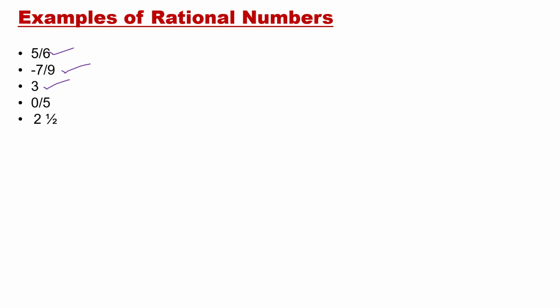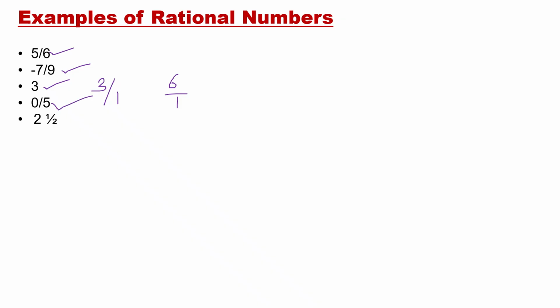What about 3? Here 3 is a whole number. Every whole number is a rational number because it can be written as a fraction with 1 as the denominator. Here 3 can be written as 3 over 1. 6 can be written as 6 over 1. So every whole number is a rational number.